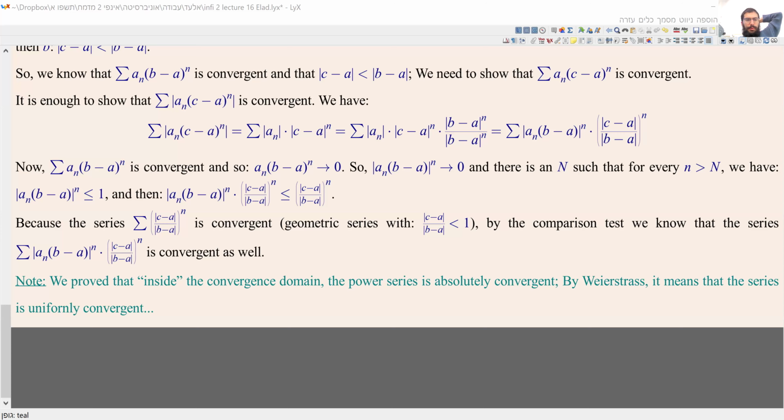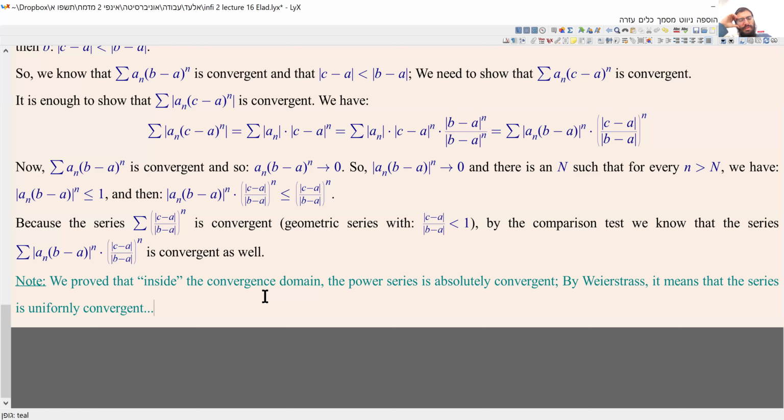Any questions about our proof? What came earlier? Can you just explain the note one more time? Remind me what saying that the series is uniformly convergent means.